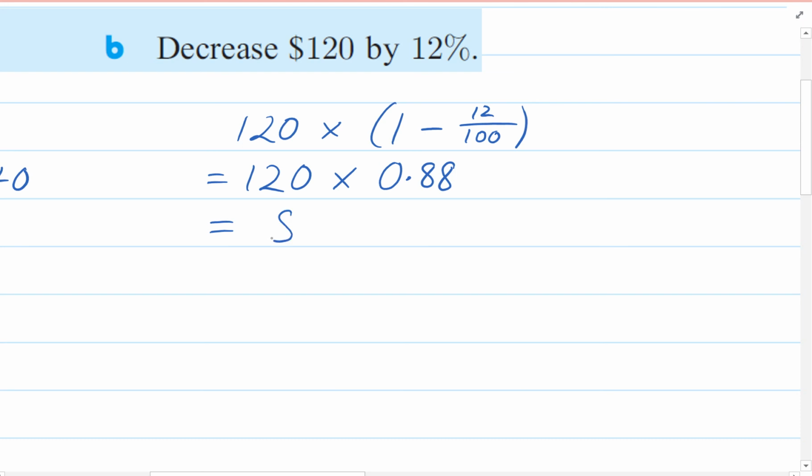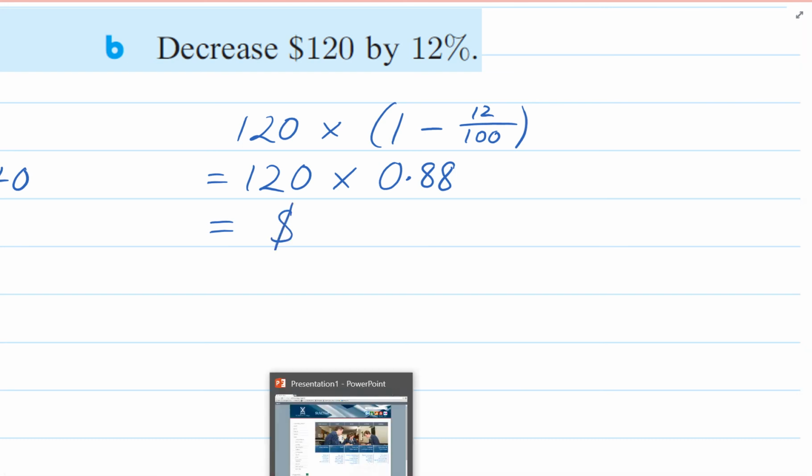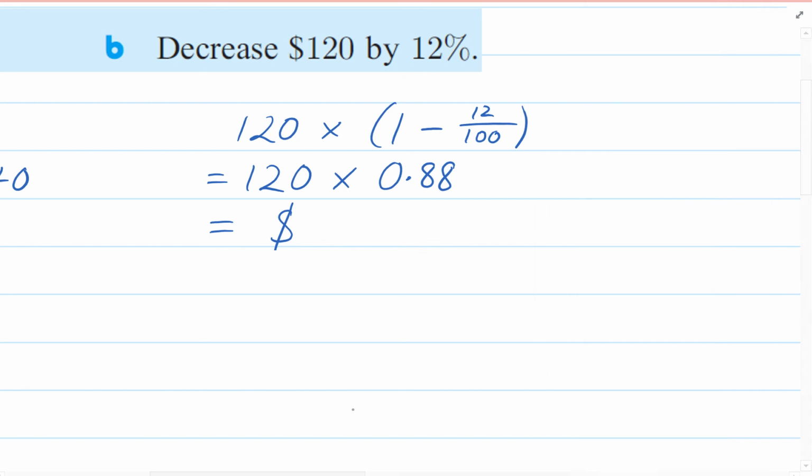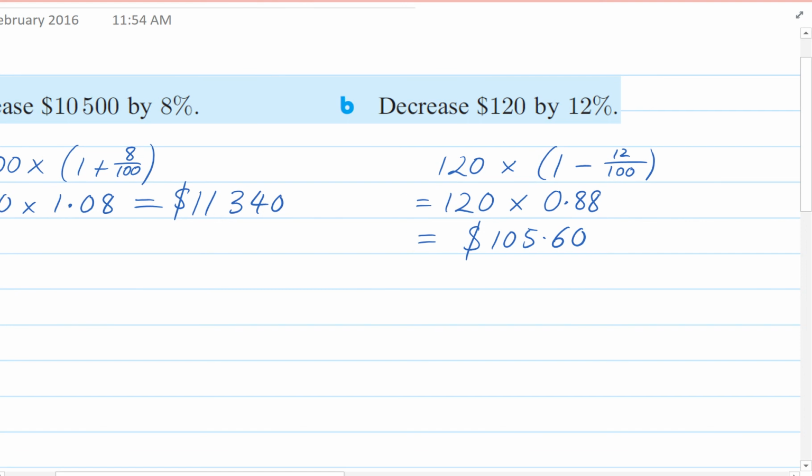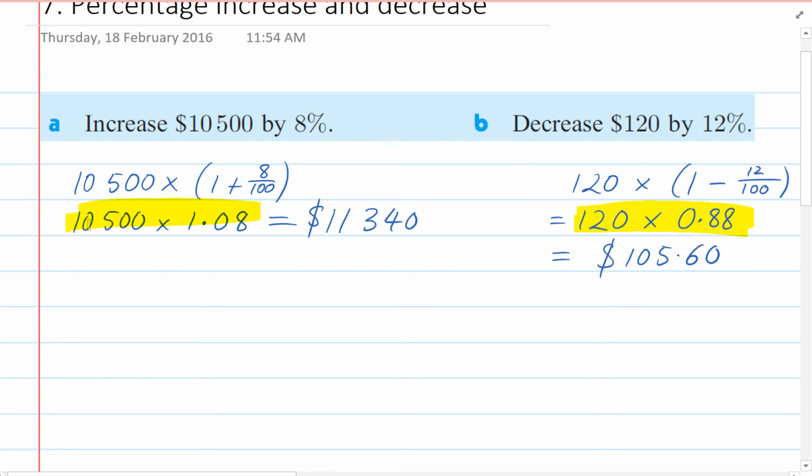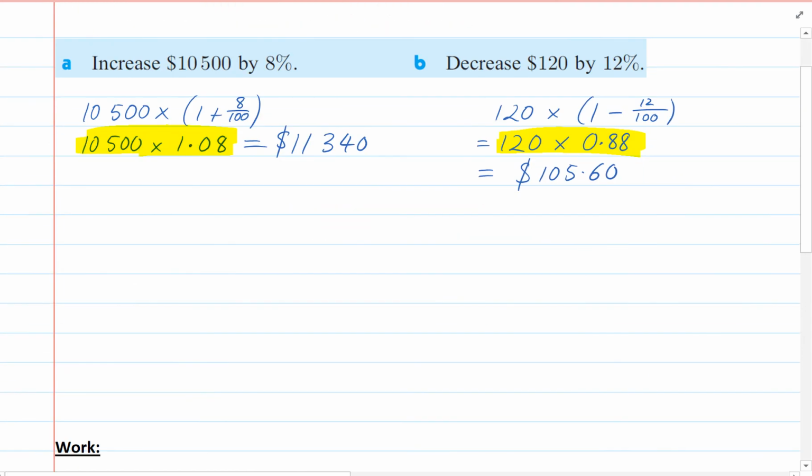So if we decrease $120 by 12%, we get $105.60. Okay. So it's fine when you're doing your working to skip straight to that step there. You don't need to write out the stuff in the brackets, but if you feel like you need that to help you understand, go for it.